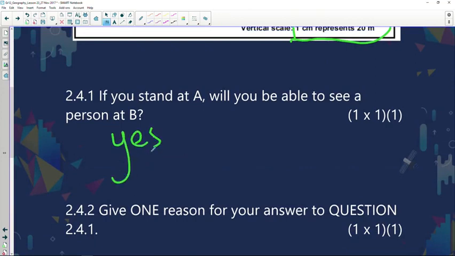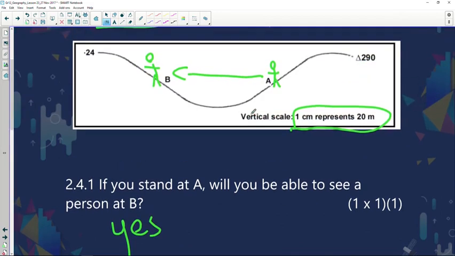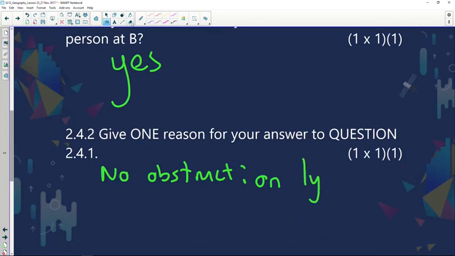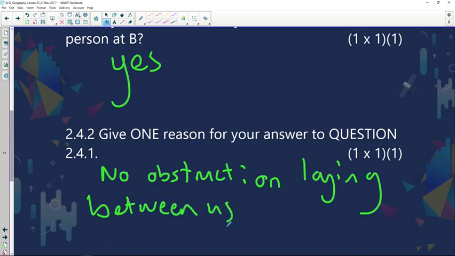Yes. Now give a reason for your answer. Like I've mentioned, you can see there's no obstruction of a landform lying between us. So that's the correct answer. There's no obstruction lying between us. Just check my spelling over here. Okay, fantastic.